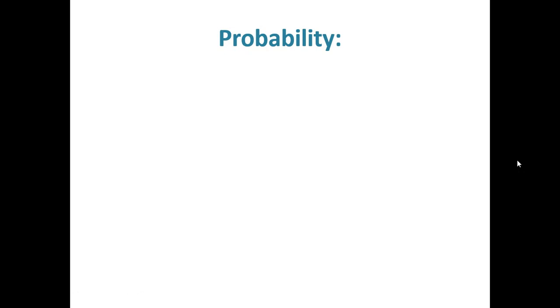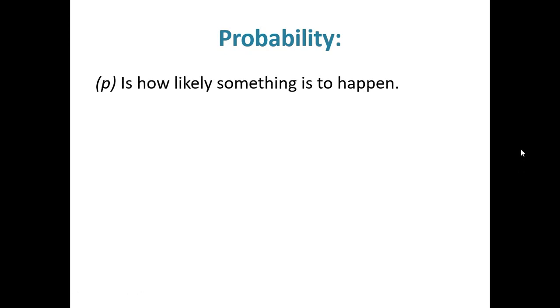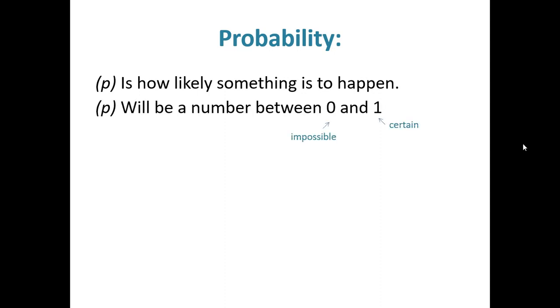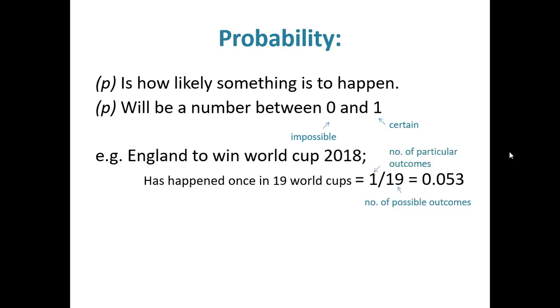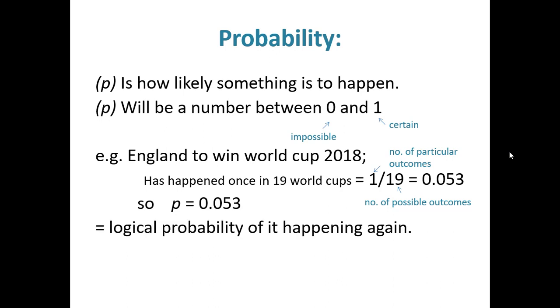In order to work out inferential statistics, we need to look at probability. So probability, or P, is the likelihood of something happening. Probability will always be a number between 0 and 1. 0 is an impossibility of something happening. 1 is a statistical certainty of something happening. So your probability will be a number between 0 and 1. It is calculated by looking at the number of particular outcomes based on the number of possible outcomes, and you will work out a probability of something happening. So it's the likelihood of something happening. It's always going to be a number between 0 and 1.